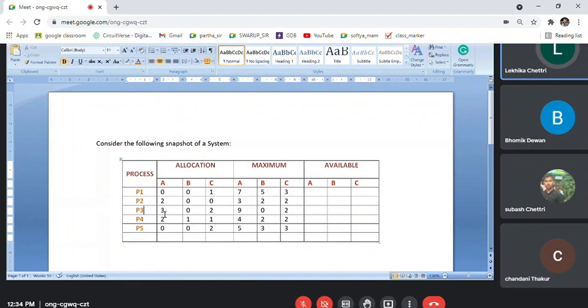For P3, let us say if this is keyboard, so 3 keyboards are allocated to process P3, 0 scanners are allocated to P3, and 2 printers are allocated to P3. So allocation shows how many resources are allocated to these processes. That is what it shows.